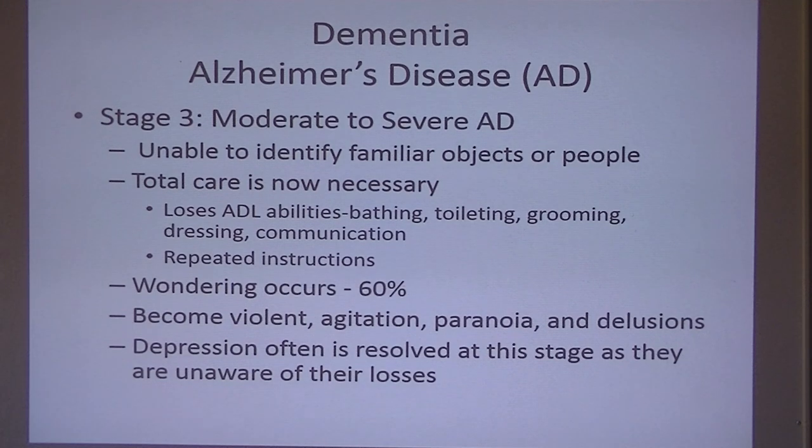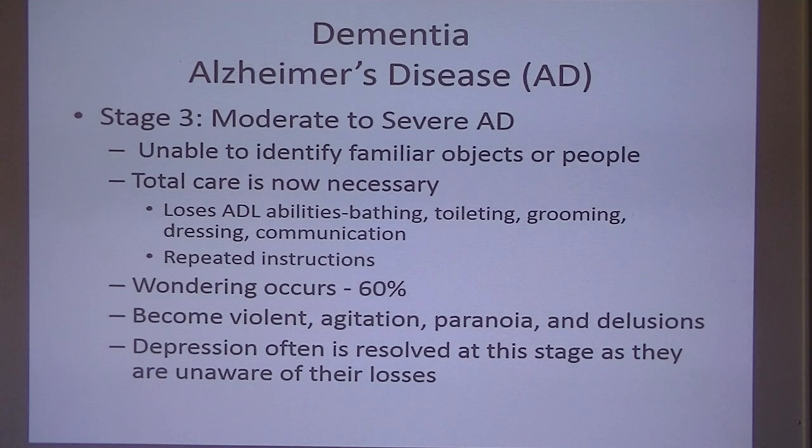Stage 3 is moderate to severe level, and this is whenever they are not able to identify family members or objects, etc. And they now lose the ability to care for themselves. They often need complete help with dressing, grooming, bathing, and those type of things. Many will start to wander, and if they still live at home, they can often be found outside in the middle of the night walking around, not knowing where they're at.